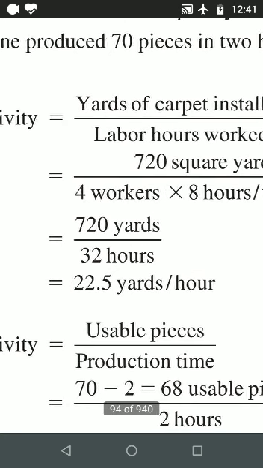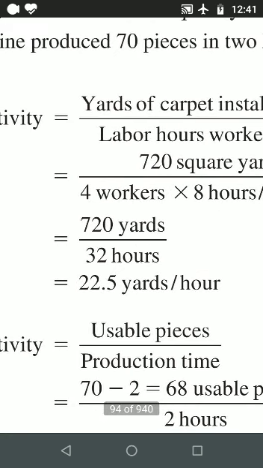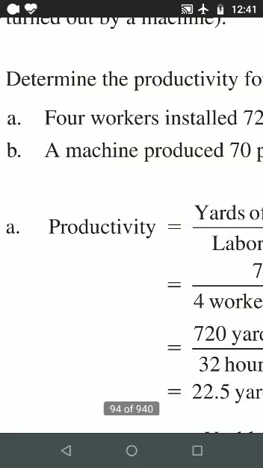So the productivity is 22.5, which is basically comparable. You can compare this productivity with your actual or standard calculation of the productivity, and accordingly you can appreciate or penalize people for whether they are doing the work as per the requirement or not. Now look at the second case.